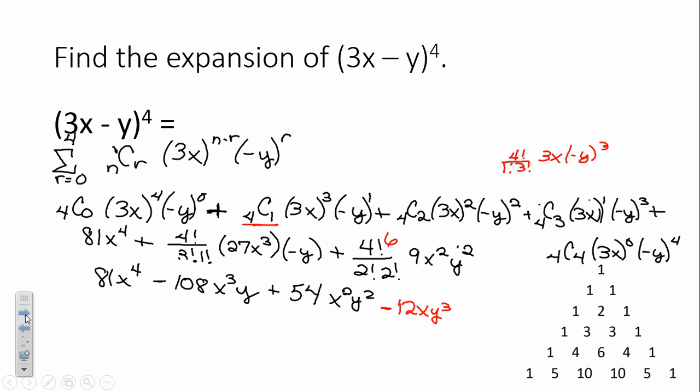Finally, this last one, 4 factorial over 1 factorial times 4 factorial is going to get us a 1. X's are gone, and a negative y to the fourth is going to get you a positive y to the fourth.